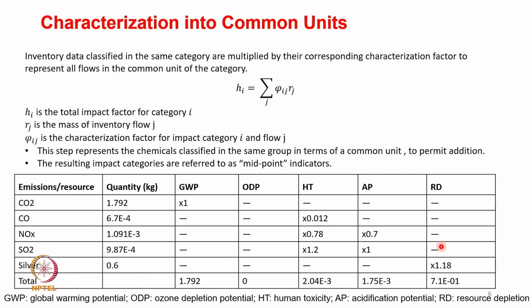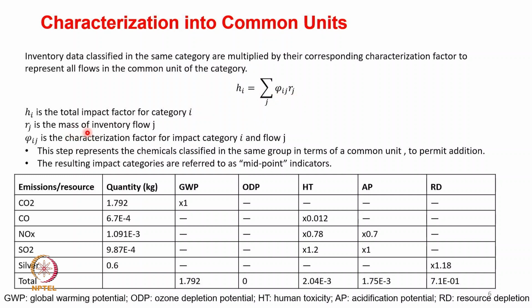So now let's move further forward. How do we characterize the common units? Typically, when the inventory data is available, the flows are classified into the same category but are multiplied by the corresponding characterization factor to represent all the flows in the common unit of the category. For instance, if H_i is the total impact for a category i, it is computed as a summation over all j of psi_ij times R_j.